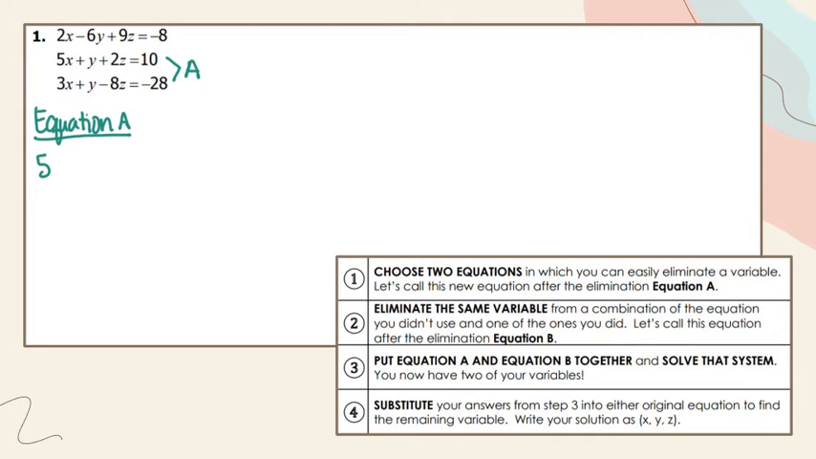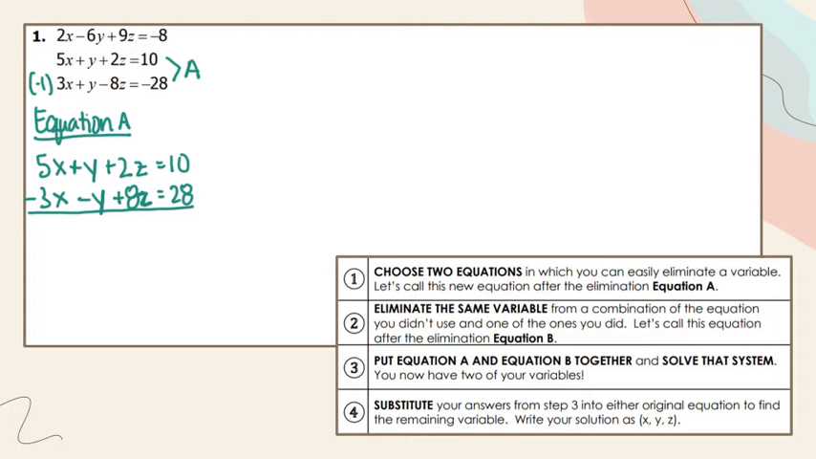So I'm going to do 5x plus y plus 2z equals 10. And then I'm going to multiply this whole thing by -1. So I'm going to get negative 3x minus y plus 8z equals positive 28. Make that look more like a z. Then I'm going to add the two equations together.